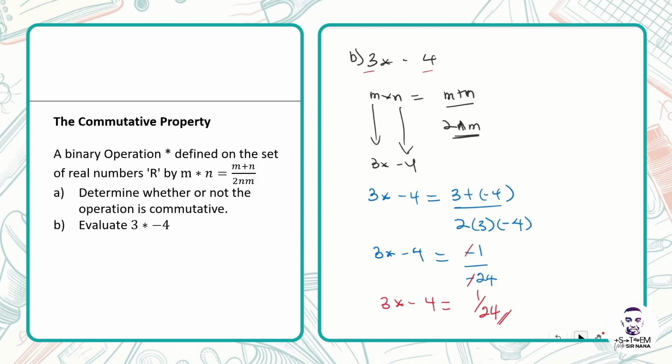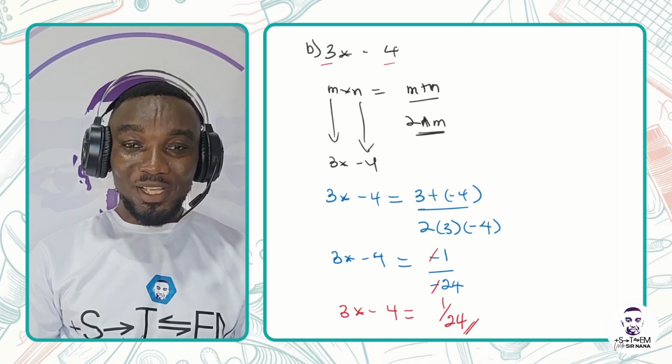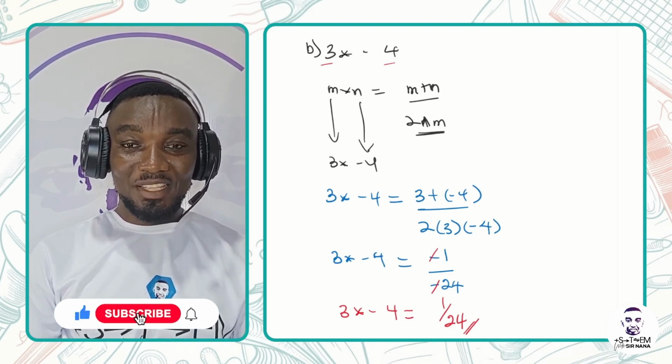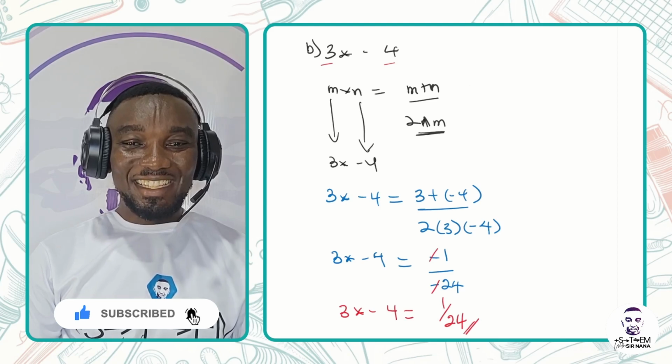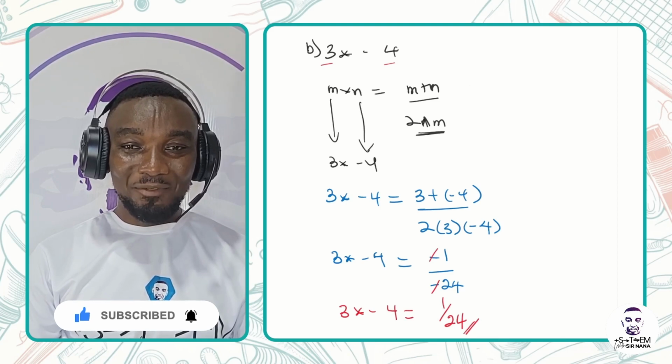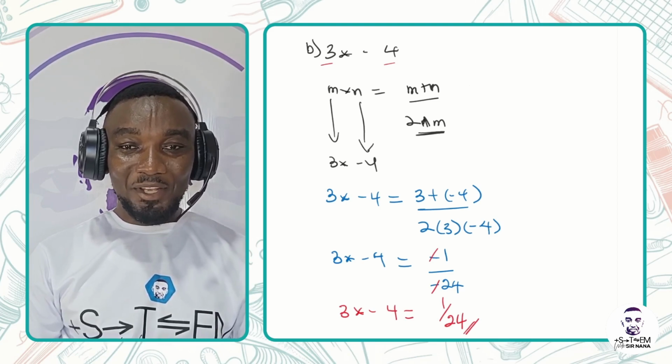Basically in this lesson, we've considered another example on the commutative property. You must solve more examples so that you become very used to working with the commutative property. In our next lesson, we'll be looking at another interesting property, which is the associative property of binary operation. See you in the next lesson.